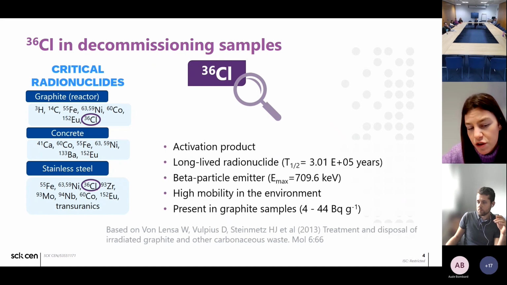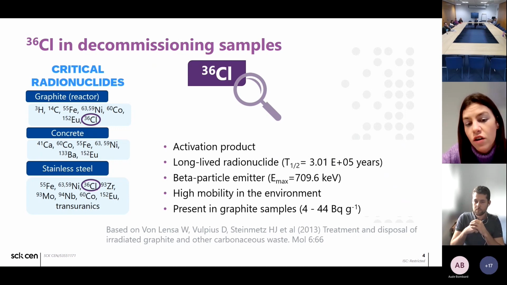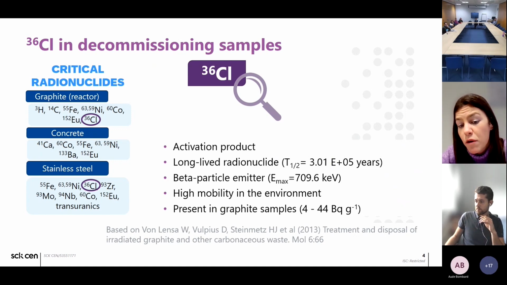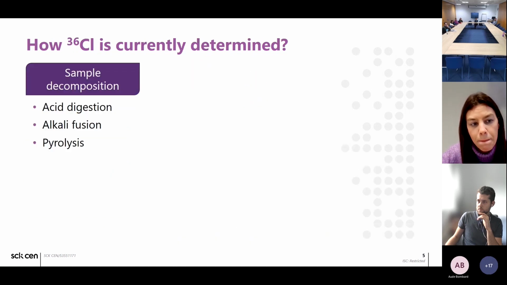It's an activation product. It's a long-lived radionuclide, which means it will have a long-term effect on the disposal site. It's a beta particle emitter. It has a high mobility in the environment, and we can find it in samples such as graphite with a range level between 4 and 44 becquerels per gram.